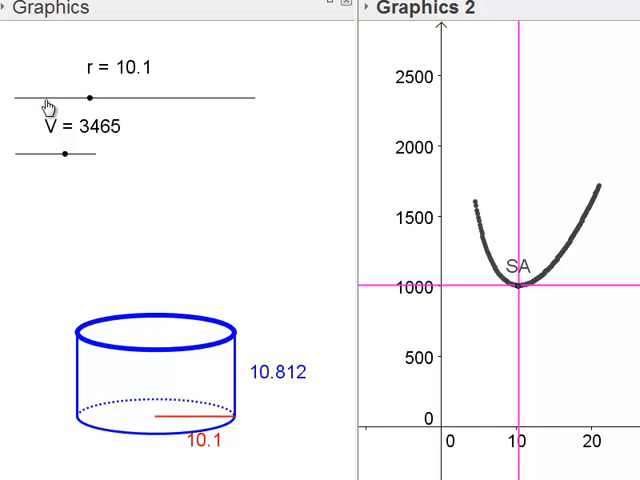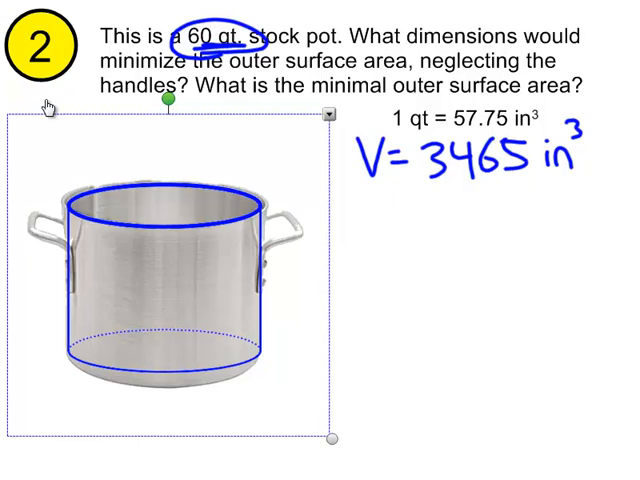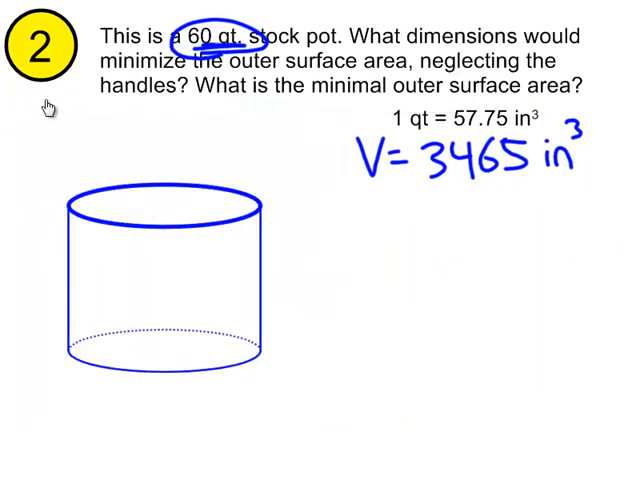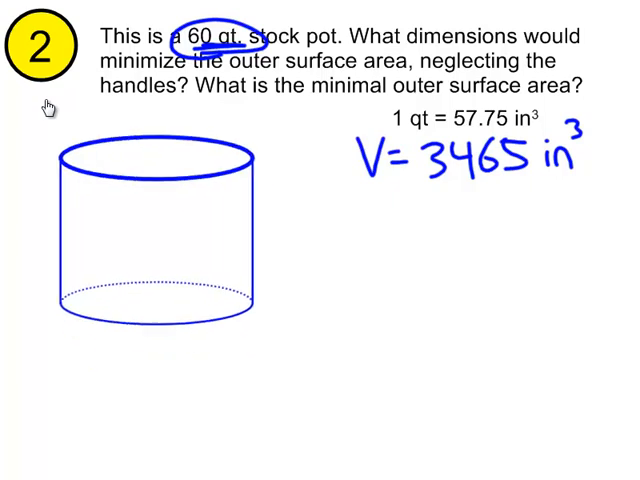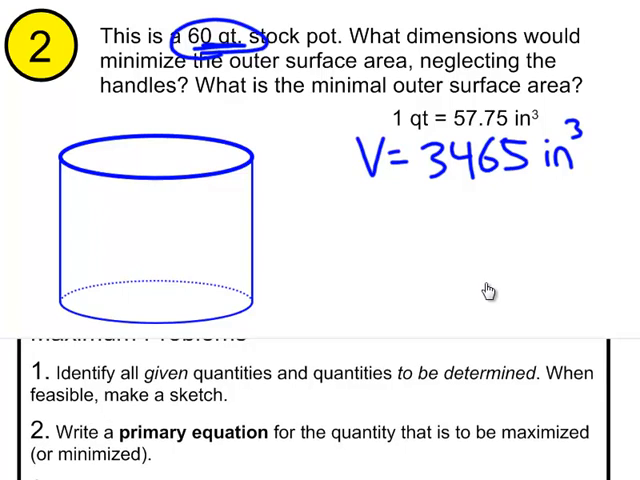I wanted to show that conceptually, but now let's stop cheating, let's stop using GeoGebra, and let's try to come up with a similar answer using calculus. So again, I'm going to get rid of the photograph of the pot. We'll just consider the cylindrical sketch that you see there. And speaking of sketches, that is part of step 1 in this process. We're to identify all given quantities and quantities to be determined, and when feasible, make a sketch. So I would consider this sketch, and let's go ahead and label height and radius there. Let's go ahead and consider that, as well as this piece of information, part of our step number 1.